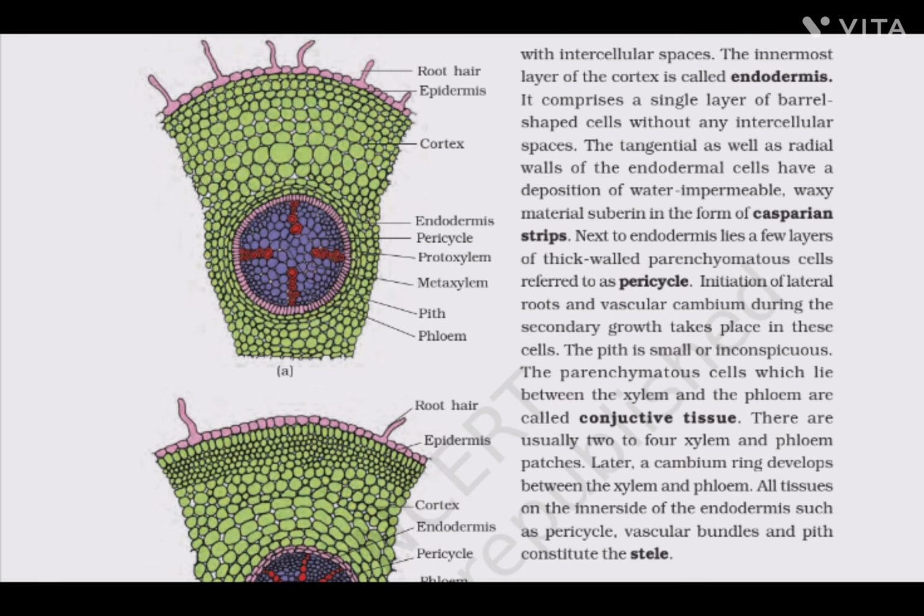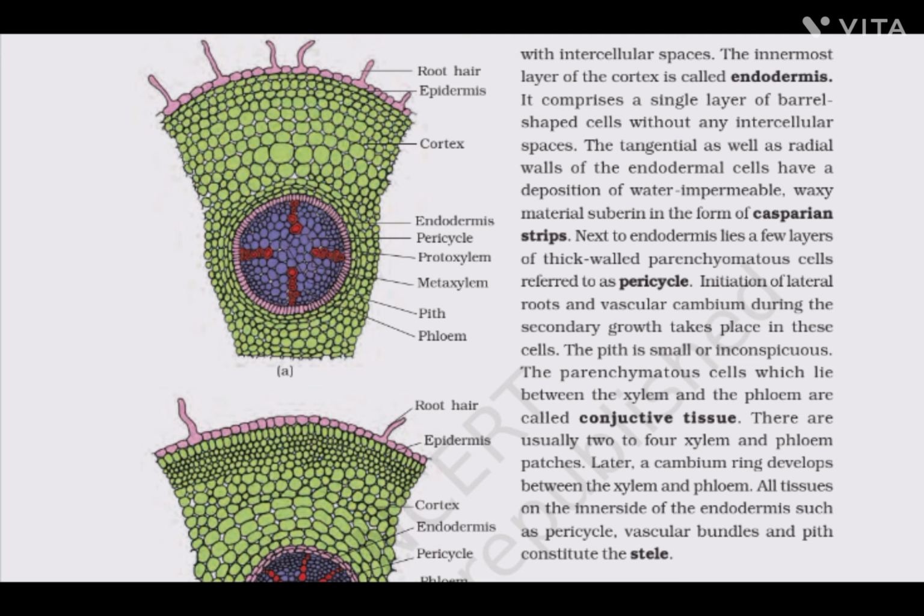The innermost layer of the cortex is called endodermis. It comprises a single layer of barrel-shaped cells without any intercellular spaces. The tangential as well as radial walls of the endodermal cells have a deposition of water-impermeable waxy material suberin in the form of Casparian stripes.